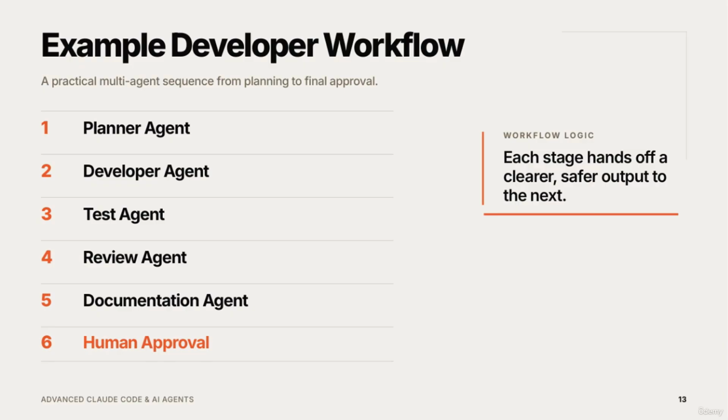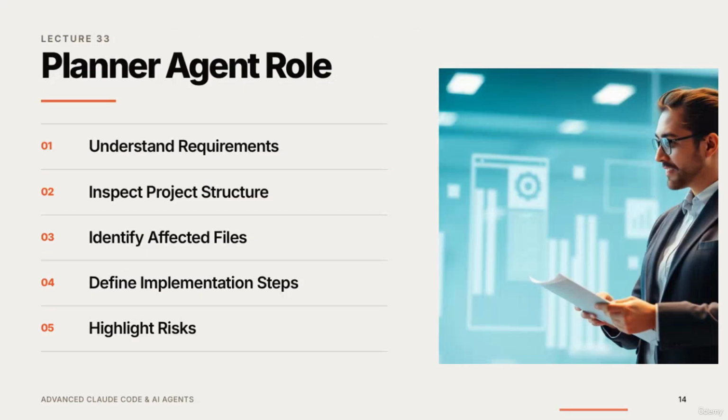The key point here is that at each stage, the output becomes progressively clearer and safer, reinforcing the integrity of the workflow. This sequence leverages advanced Claude code and AI agents to optimize development while maintaining quality and safety throughout. In this section, we're focusing on the role of the planner agent.